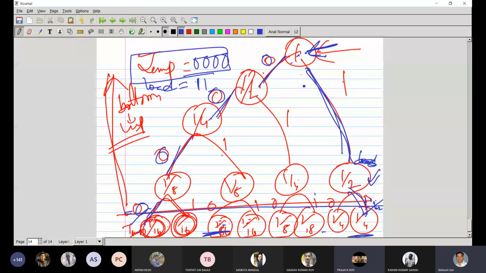Yes, sir. For this one, 1 and 1. So you are getting 1, 1. Now, these are two extreme leaf nodes. You can go for this one.